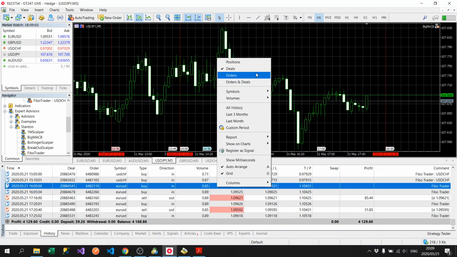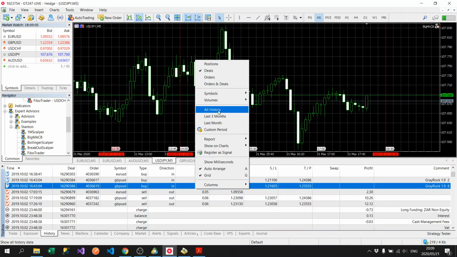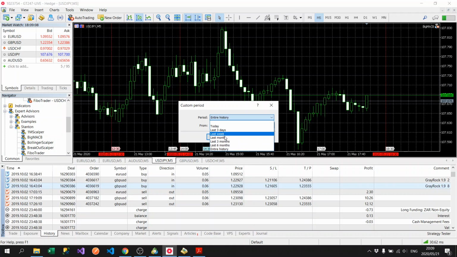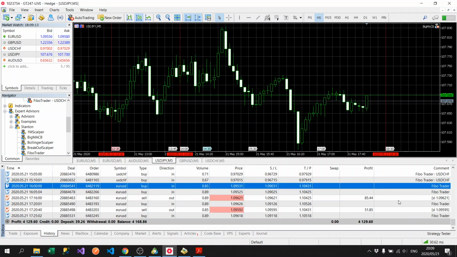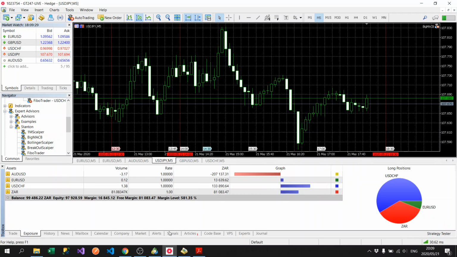Let's just look at my history for the week. So my history for the week is I've made a 4,129 Rand profit. So it's about 5% basically for the week on an almost 100,000 Rand account. So about 4.5 to 5% profit for the week, which is not bad.